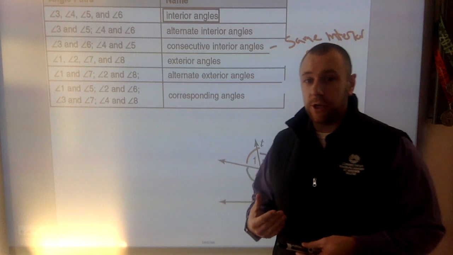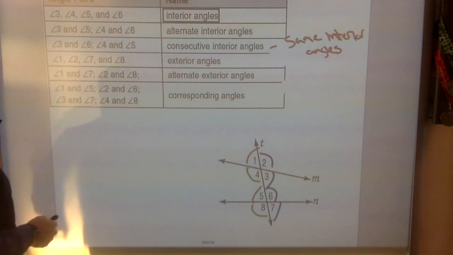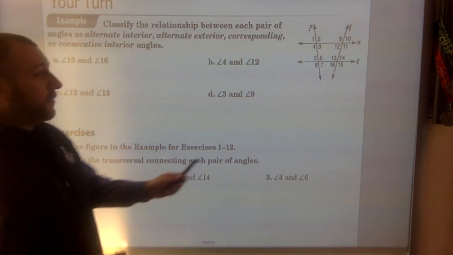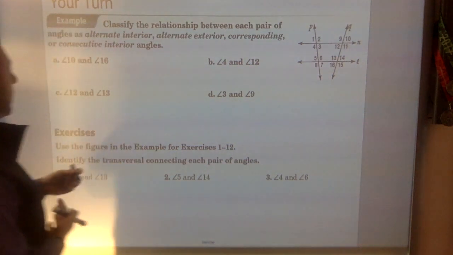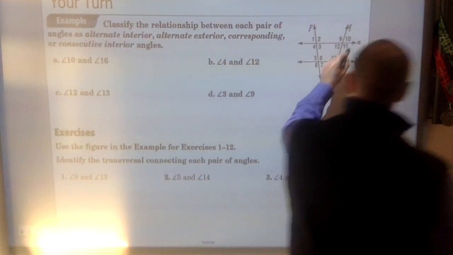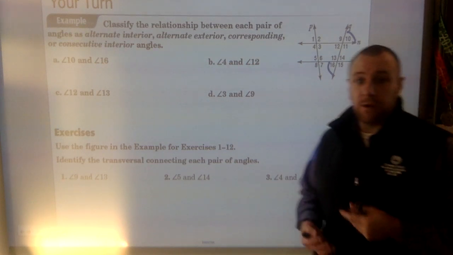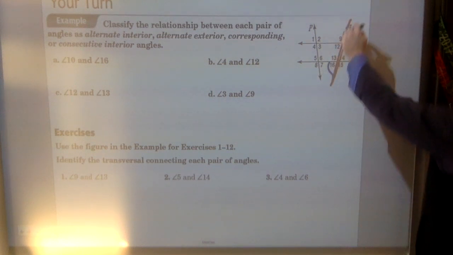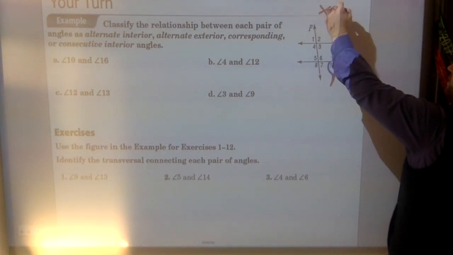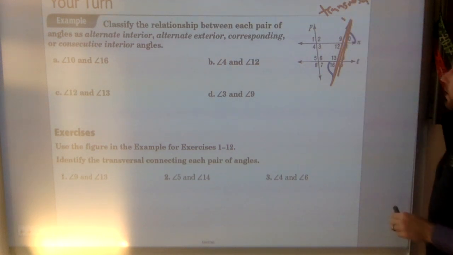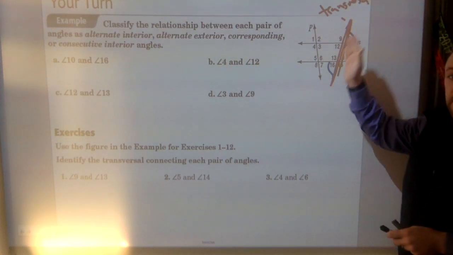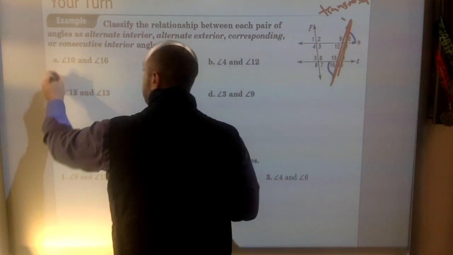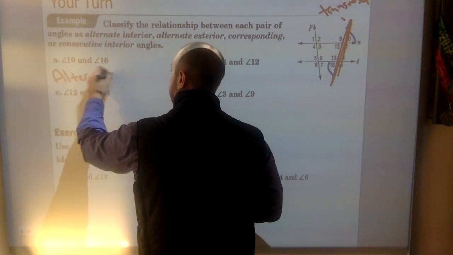So this worksheet that I'm showing you here is just all about identifying what angle pairs they are. And it sometimes is difficult when you have multiple lines like this. But if you highlight 10 and 16, what you have to do is you have 10 and 16, and those angles are connected by this line right here. So this is my transversal. And since they're on opposite sides, I know they're alternate, and they're outside the other two lines. So these are alternate exterior.